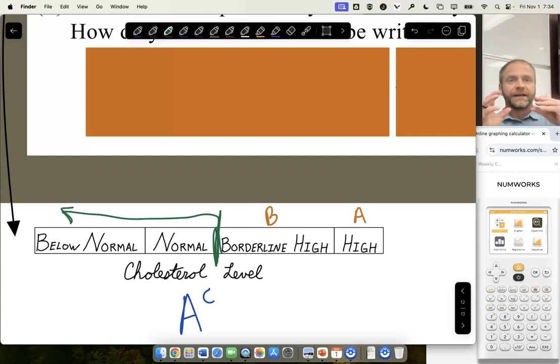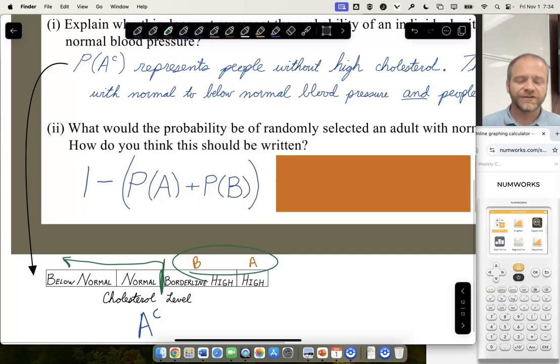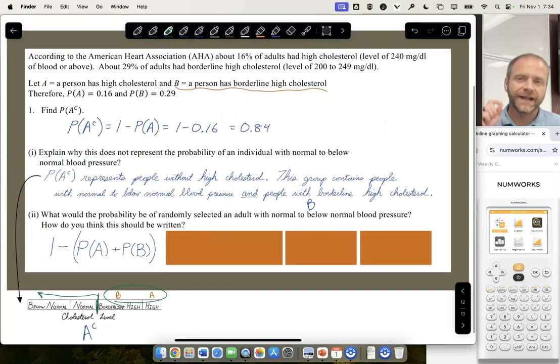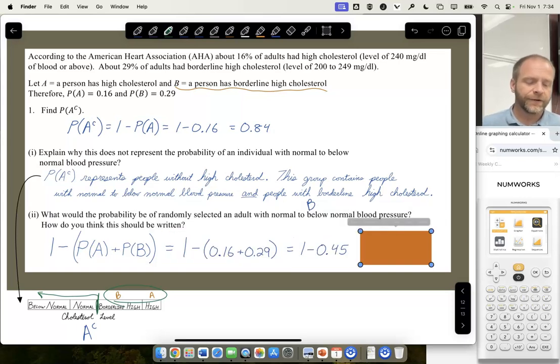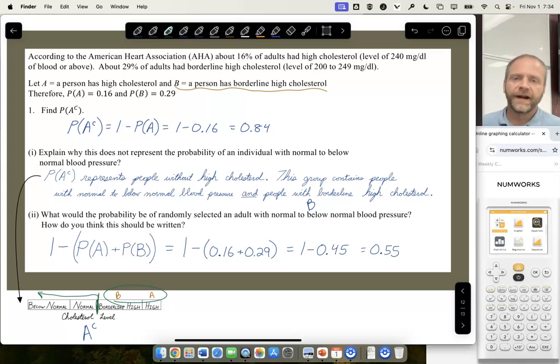How do I do that? Complement. Complements can help because I don't know those values, but I do know they all add up to 1. And if they all add up to 1, I could take these two, add them together, and subtract from 1. That would give me the information, and that's what we're actually doing. I'm going to take the probability of event A, the probability of event B, combine them together, and subtract from 1. So I'm going to get 1 minus 0.45, which is 0.55.